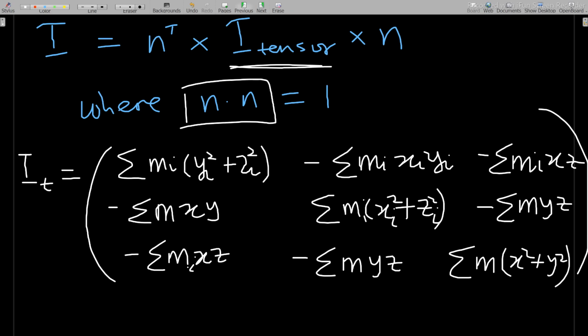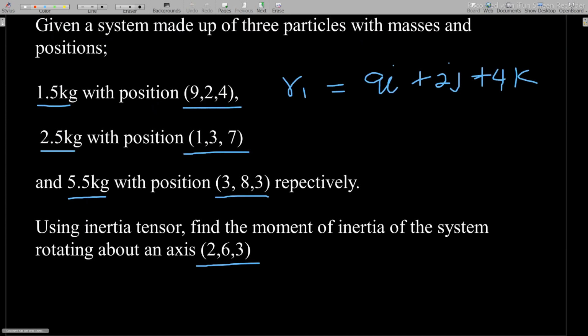So let's go to our question. You can see that the system is rotating about this axis, and the axis is given to us as 2, 6, 3.